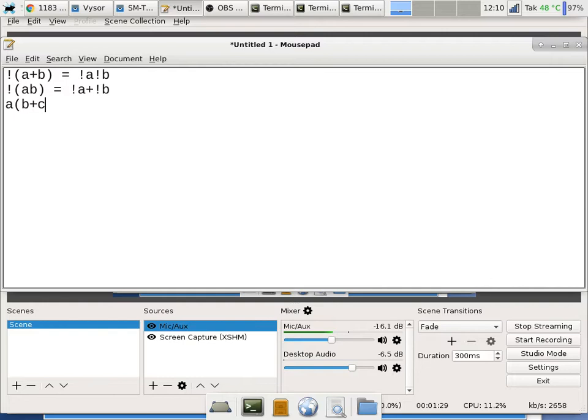And then we have distribution. The basic distribution is just A and then B or C. This one you know already because it is the same as the arithmetic trick of distribution. But the other one also works. So you have A or, and then BC.